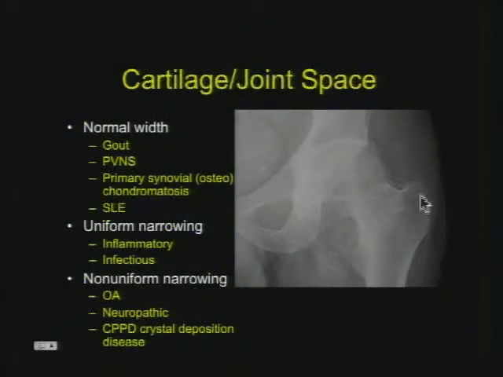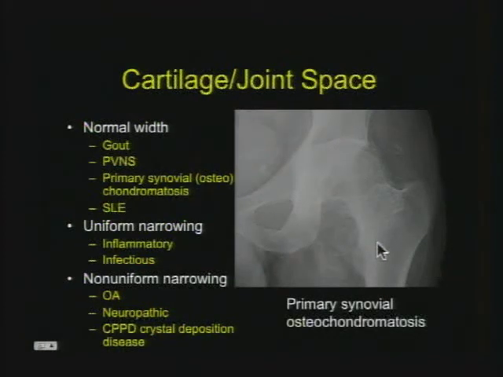And if we look at this case, we see normal width, but we do see some rounded ossified structures that look like bodies in the joint. So there we could say right away what that is. That's primary synovial osteochondromatosis. They're all the same size. It only affected one joint.